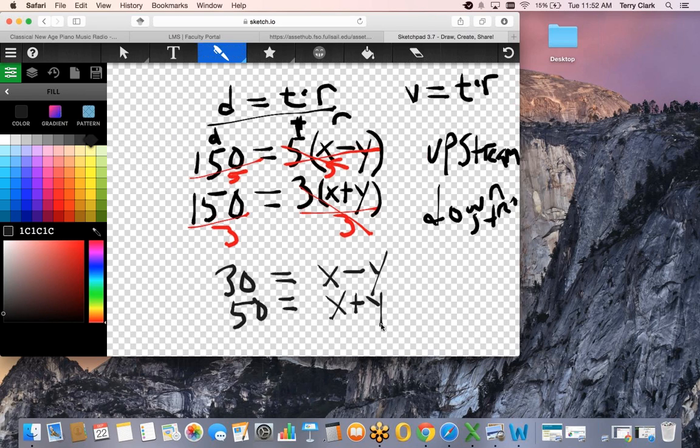Now, I could have distributed, but then if I distribute it, I got 150 equals 5x minus 5y, and then I got 150 equals 3x plus 3y. Anybody who knows anything about this knows that when you have two or more equations, that's called a system of linear equations. When you got a system of linear equations like that, you can use two methods. You can use the elimination method or the substitution method.